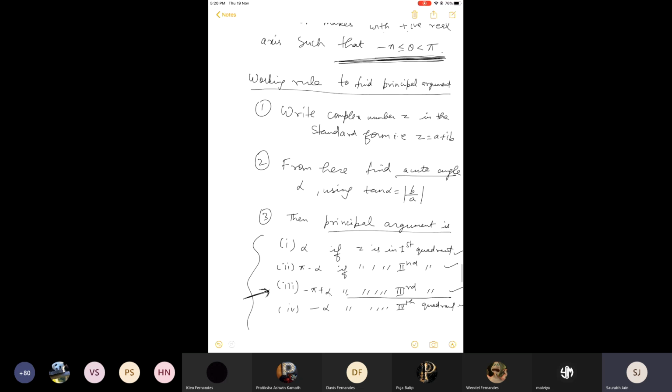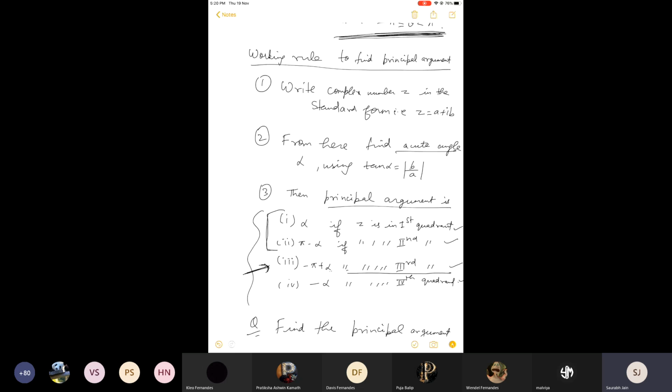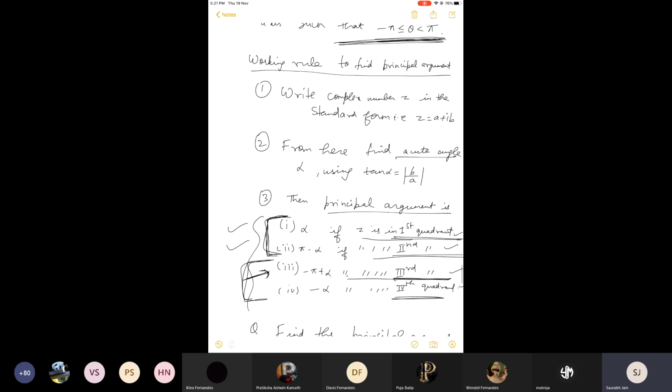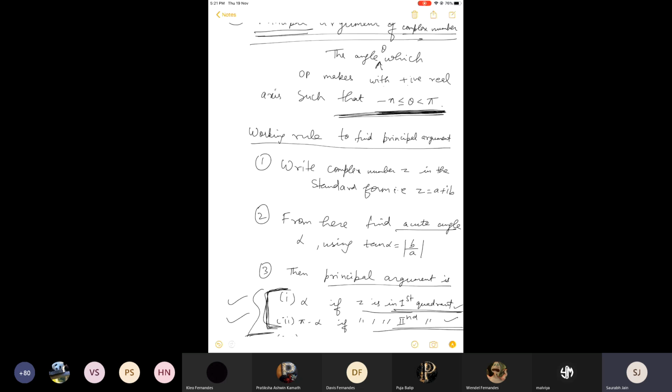To understand this, whenever you see Z in the first or second quadrant, your angle will come positive. And whenever your point is in the third or fourth quadrant, you will get a negative angle. So when the point is in the first and second quadrant, the interval coming is 0 to pi. And whenever your point is in the third or fourth quadrant, your angle will be coming from minus pi to 0. So minus pi to 0 clockwise, 0 to pi anti-clockwise.